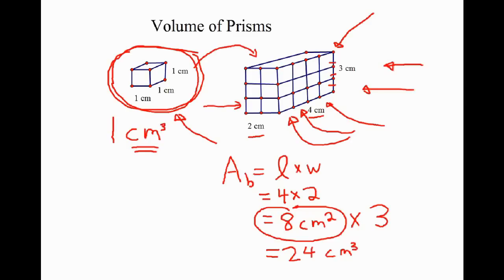So our overall equation to calculate the volume of any prism, we start with the area of the base. In this case, the base is a rectangle, and we multiply that by the height.